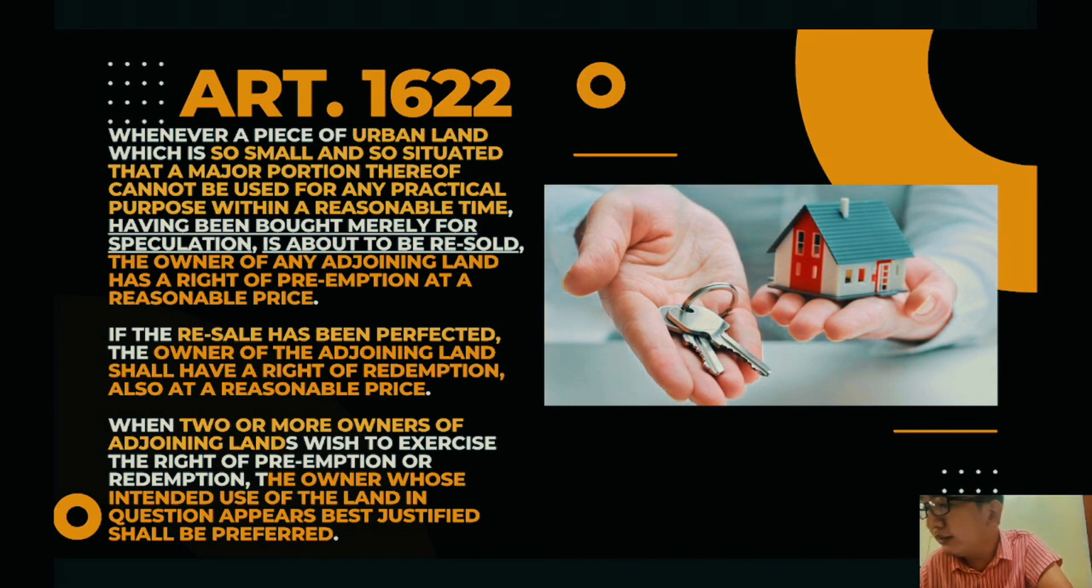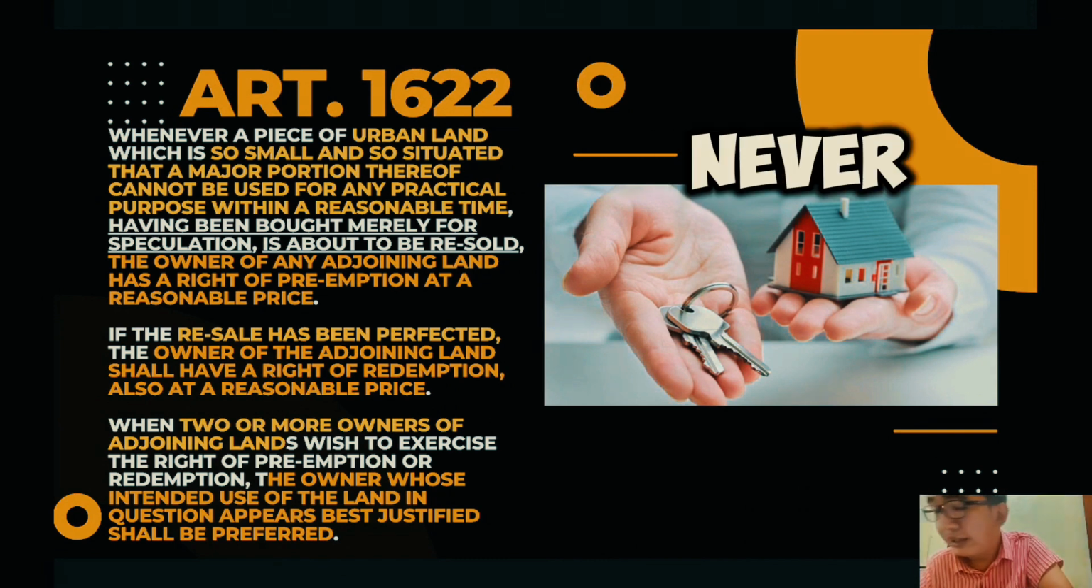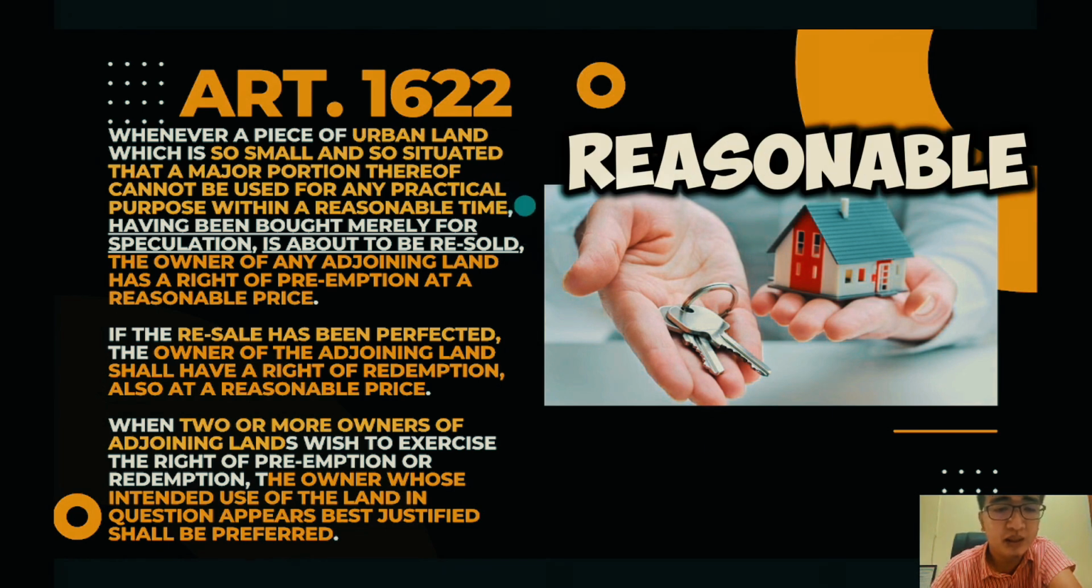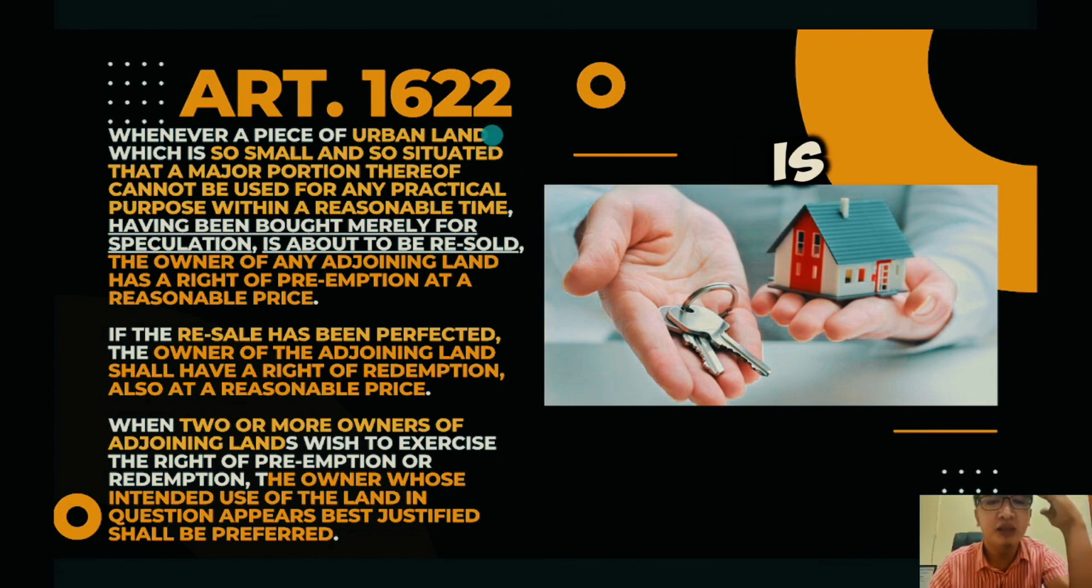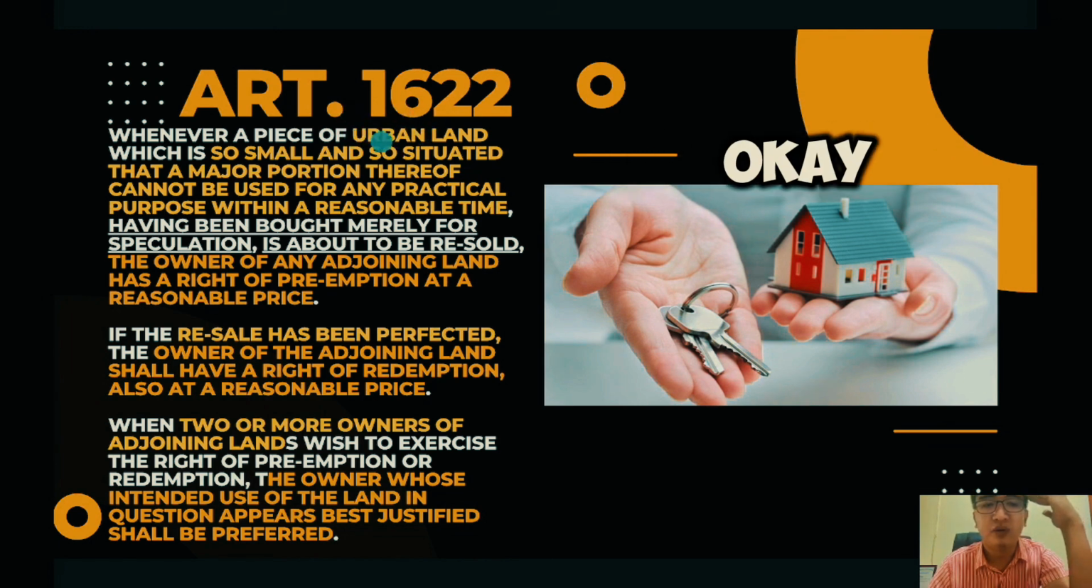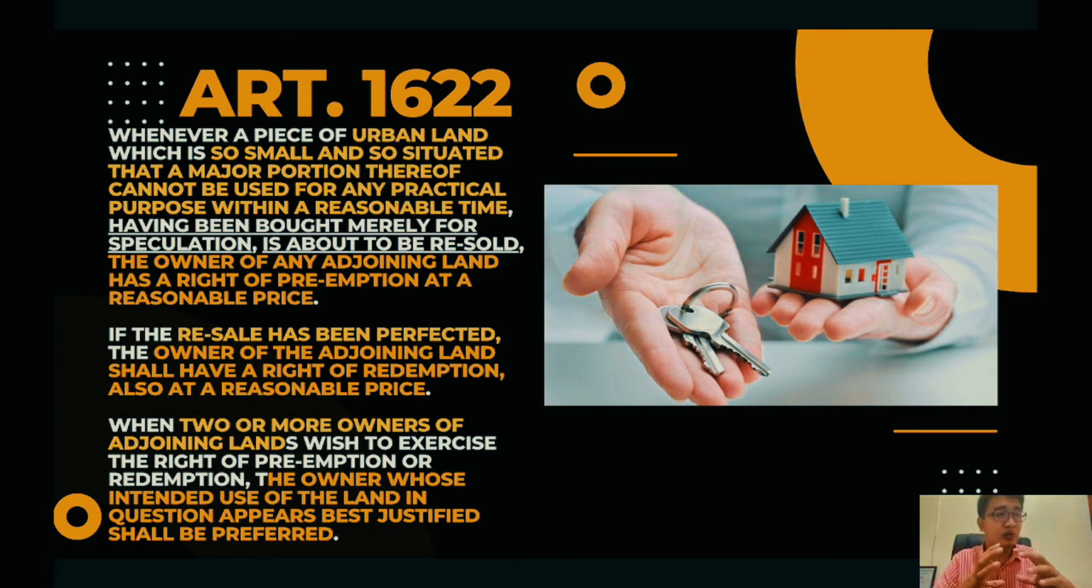Whenever a piece of urban land which is so small and so situated that the major portion thereof cannot be used for any practical purpose within a reasonable time. Meaning, take note, the subject here is an urban land, hindi na siya rural land. So, urban land meaning a land situated in towns and cities. Okay, but this land is so small, sobrang liit daw. Yung parang portion lang siya. And so situated that a major portion thereof cannot be used for any practical purpose within a reasonable time. Sobrang liit and so isolated or situated na wala kang makitang gamit ng property na yun.